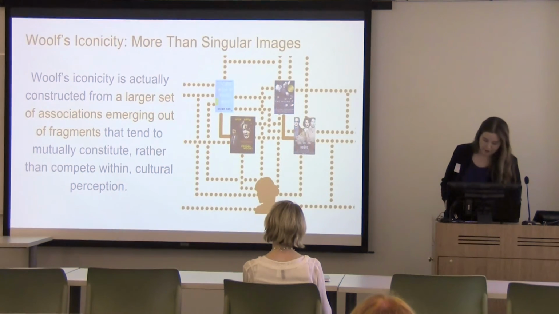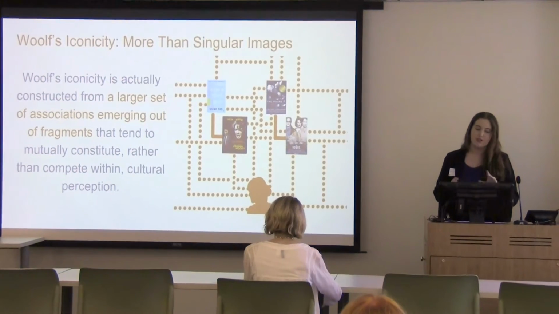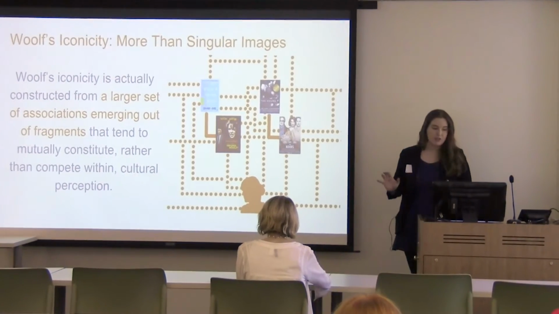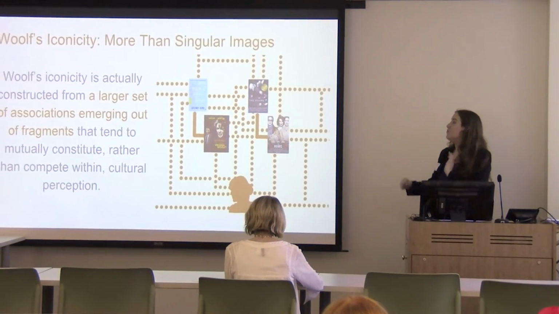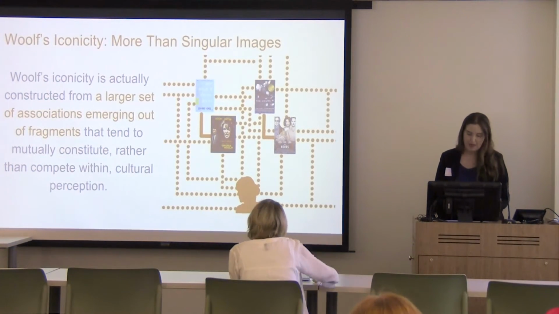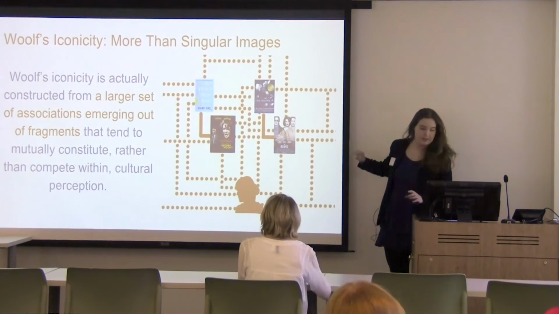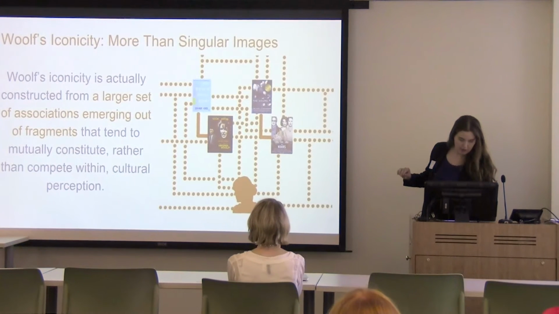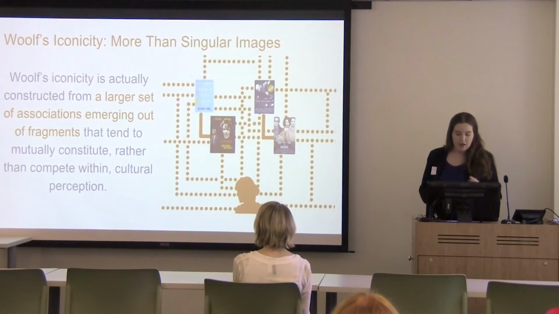However, in my thesis, I argued that Woolf's iconicity is actually constructed from a larger set of associations, emerging out of fragments that tend to mutually constitute rather than compete within cultural perception. So, let's explain that a little bit. So her iconicity is not stable because it is plural and fragmented.